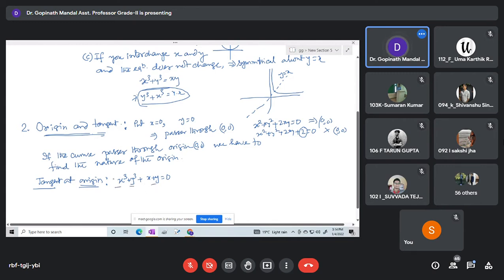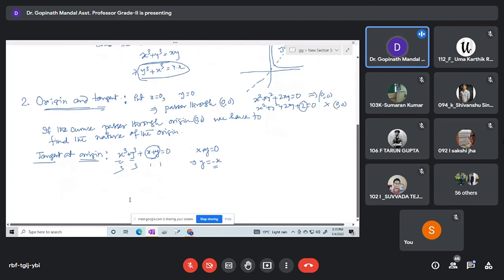4 terms, the degree of first term is 3, second term 3, and third term 1, and fourth term 1. So the lowest degree term present here is x plus y. So the tangent will be x plus y equal to 0, that is only one tangent, y equal to minus x.